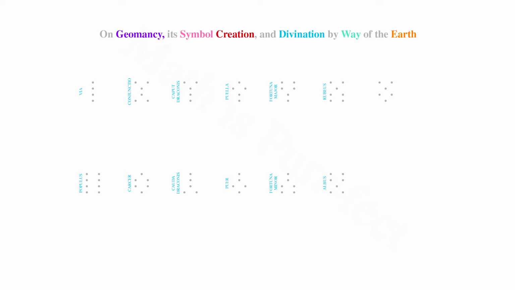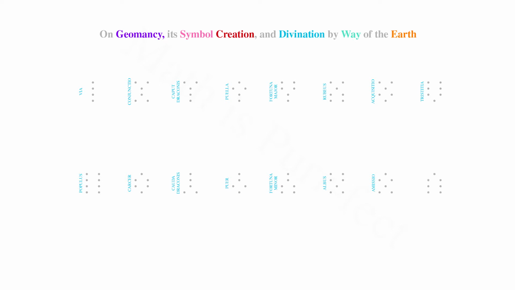The 13th symbol has 2 dots in each of the odd-numbered rows and 1 dot in each of the even-numbered rows, and is termed acquisitio, or gain. The 14th symbol has 2 dots in the even-numbered rows and 1 dot in the odd-numbered rows, and is called ammisso, or loss. The 15th geomantic symbol has 2 dots in the first 3 rows and 1 dot in the fourth, and is termed tristitia, or sorrow.